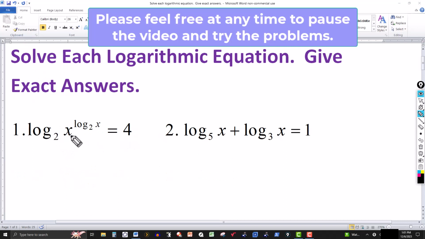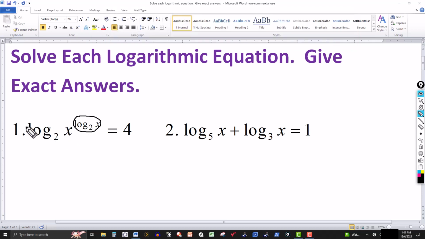So for the first one, we have the log of x, and the exponent is the log of x to base 2, and of course you have the base 2 over here. So you can think of this as an exponent, and the property allows me to take this as a coefficient. So I can rewrite this as the log of x to base 2. So this comes out in front. I'll put this in parentheses.